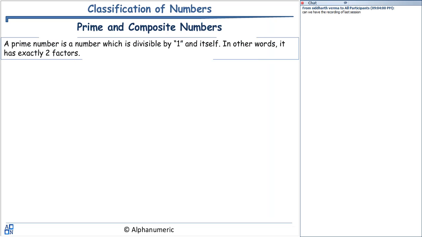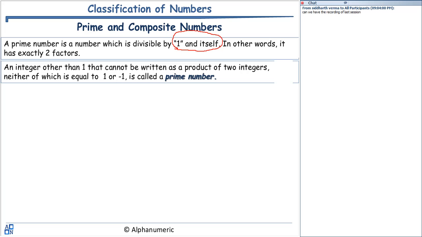Now, as you all know, a prime number is a number which is divisible by 1 and the number itself. In other words, the prime number has exactly two positive factors, which are 1 and the number itself. Any integer other than 1 that cannot be written as a product of two integers, neither of which is equal to 1 or minus 1, is called a prime number. So remember that a prime number has exactly two factors and can never be written as a product of two integers in which none of the integers is 1.